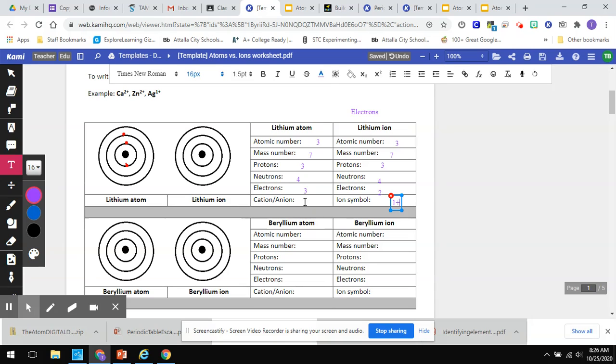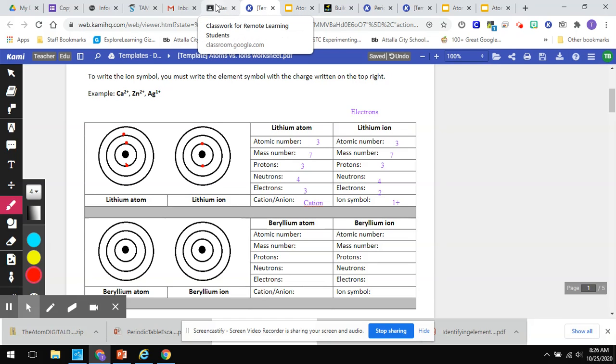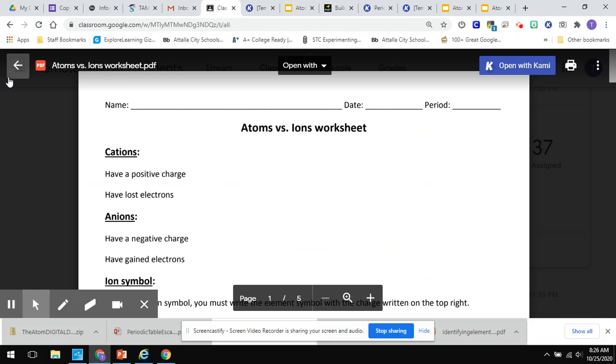And then over here, all you're doing is is it a cation or anion? Cation means it's positive, anion means it's negative. So I do need to go back over here and diagram my ion real quick. And it only has 2 electrons as an ion, because remember, as an ion, it always is going to be full. So that's how you would do that particular assignment.